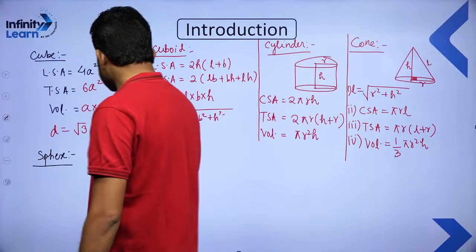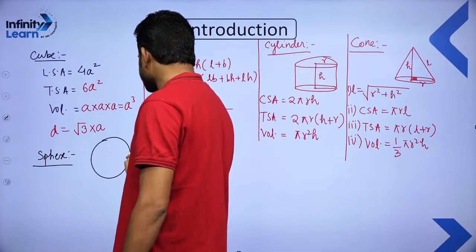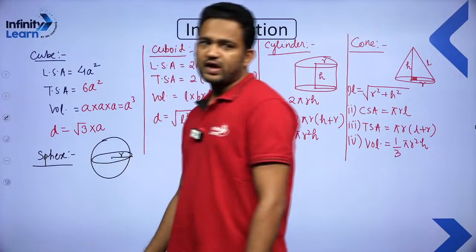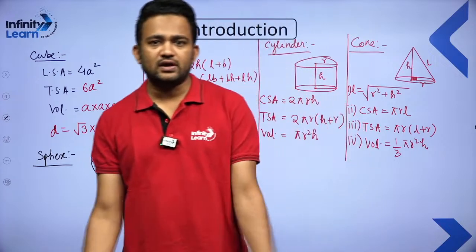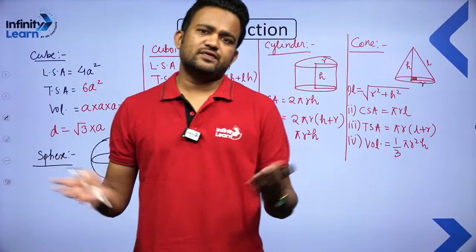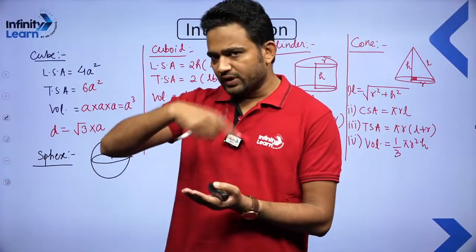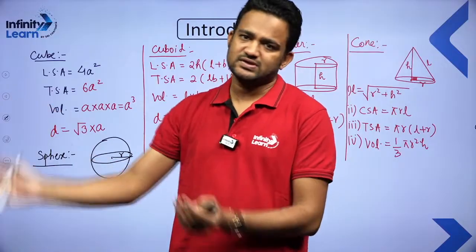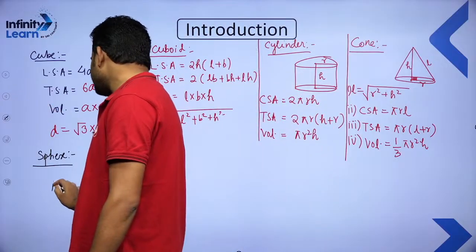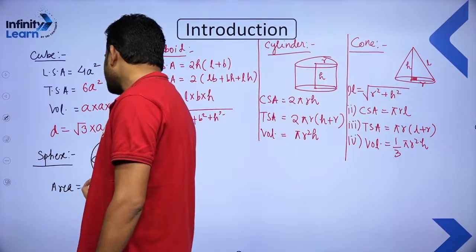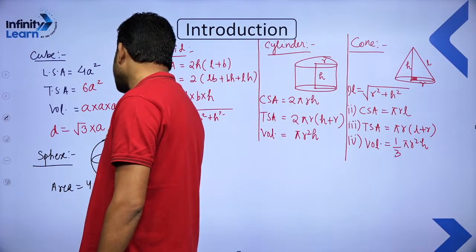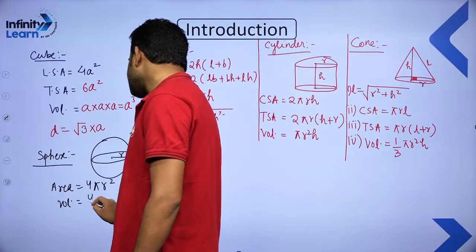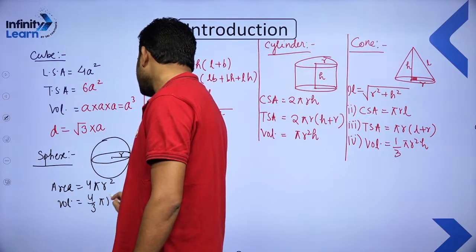So in a sphere, since there is only one face, one type of surface, we have only one formula that we use for the area. So that is curved surface area and total surface area. We have only one formula for both, that is surface area only. So the area of the sphere is 4 pi r square, because there is only one type of surface, and the volume is 4 by 3 pi r cube.